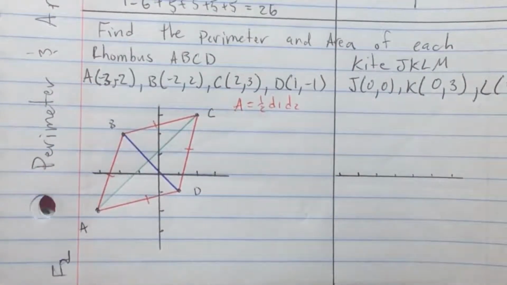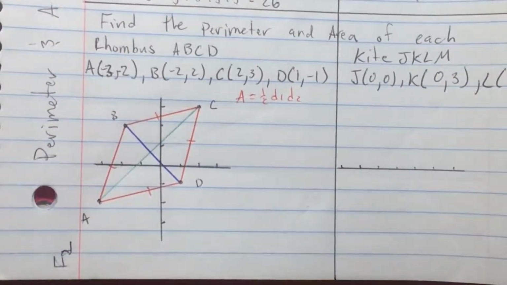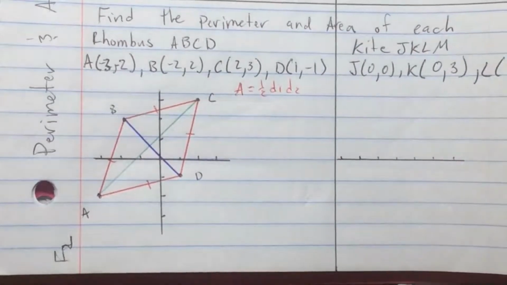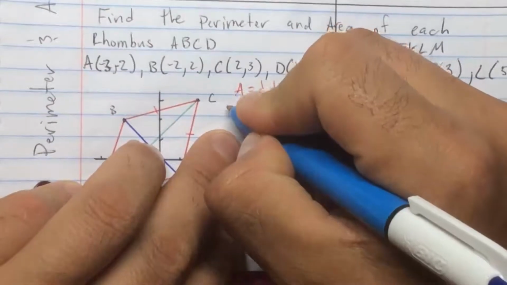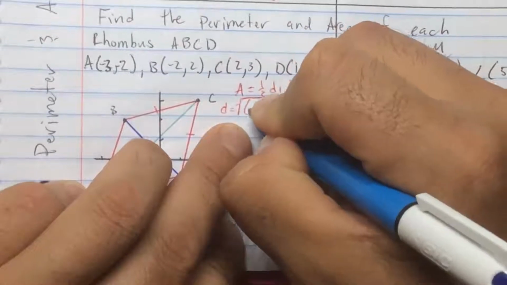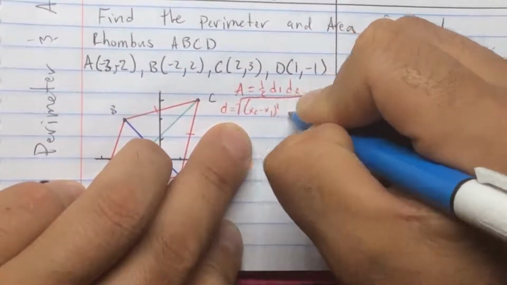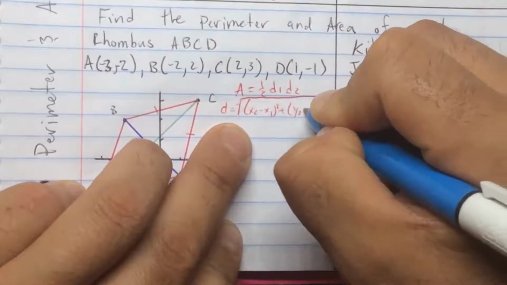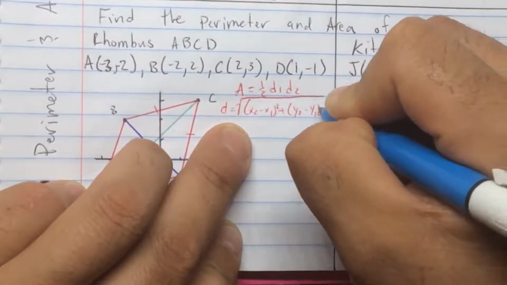We're actually going to be using the distance formula twice. If you guys remember, the distance formula is the square root of x2 minus x1 squared plus y2 minus y1 squared. Sorry, I think I'm losing my voice a little bit. We'll write it in as well: distance equals the square root of (x2 minus x1) squared plus (y2 minus y1) squared.